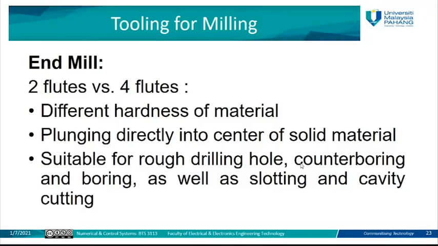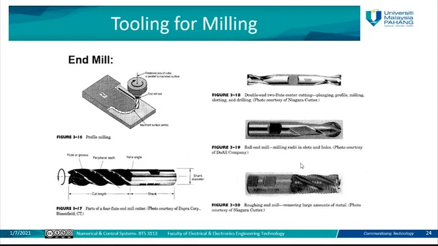and also cavity cutting. As you can see in this figure, there are different types of profile milling that we already mentioned before, like circular profile milling, bucket milling, and so on. This is the profile milling on the figure at the top left side. And we have the two flute and four flute types, figures 318 and 317 here. 317 is the four flute type, and 318 is the two flute type. You can see the difference between the two types.